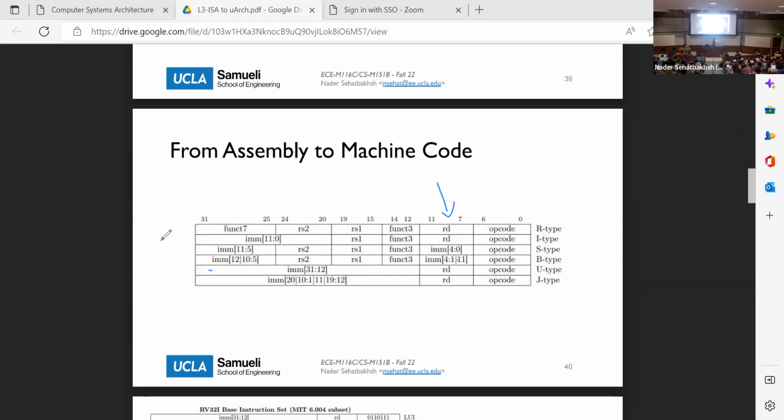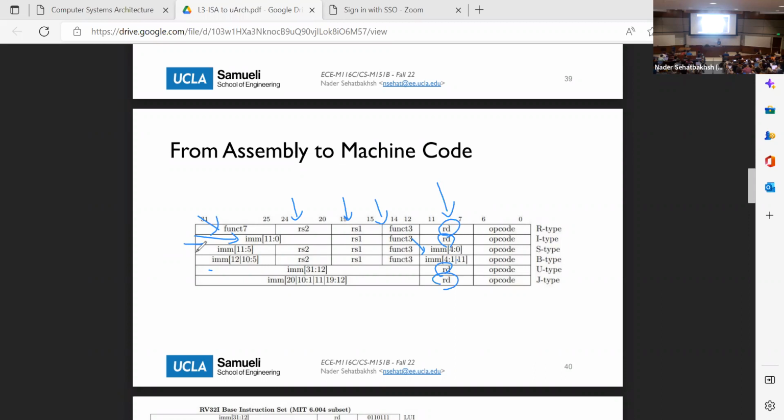Sorry, 5 bits, because we only have 32 registers. So 2 to the power of 5 is enough for showing all those numbers, okay? And as you can see, some of them do have RD and some of them don't, because, for example, for a store word, we didn't have an RD, so we don't need RD for that. Then we have RS1 here, we have RS2 here, and the rest of this is these immediates and this thing called funct3 and funct7, which I'm going to talk about later.